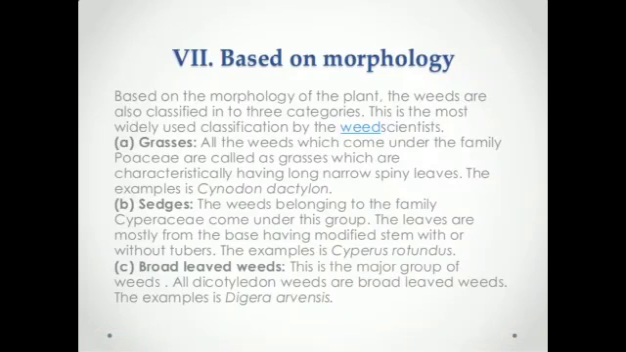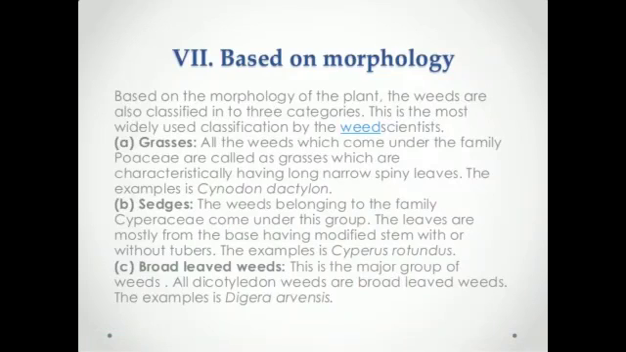Then classification based upon morphology. Based on the morphology of the plant, the weeds are classified into 3 categories. This is the most widely used classification by weed scientists. First is the grasses, meaning narrow leaves. Grasses have narrow leaves. All the weeds which come under the family Poaceae are called grasses, which characteristically have long, narrow or spiny leaves. An example is Cynodon dactylon.